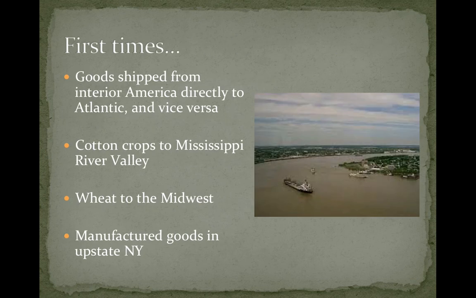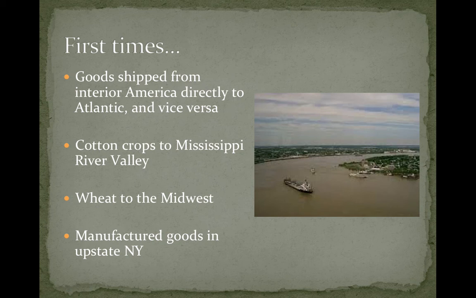So for the first time, goods from the American interior could be shipped directly to the Atlantic and vice versa. Being able to ship products great distances transformed the nature of economic activity in the United States. Before the development of this elaborate transportation and communication system, economies were localized and often based on a barter system, so it's more like medieval England where I'll give you this if you give me that.